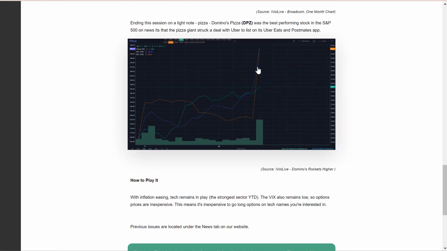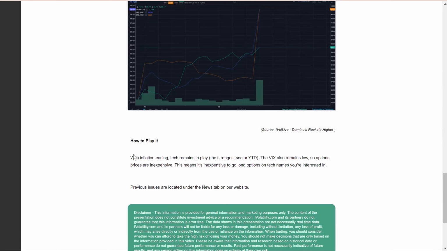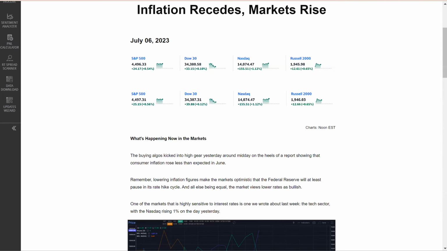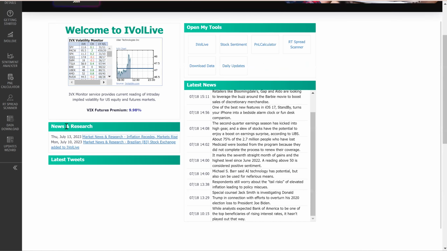So we show here price versus volatility. And then we talk about how to play it, right? All this information is great, but how do you actually use it to create some potential trades? That's what that section is all about. And again, that was here under news and research.